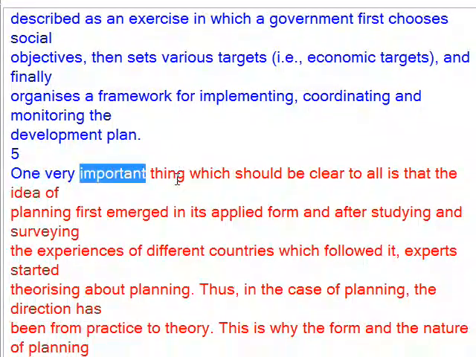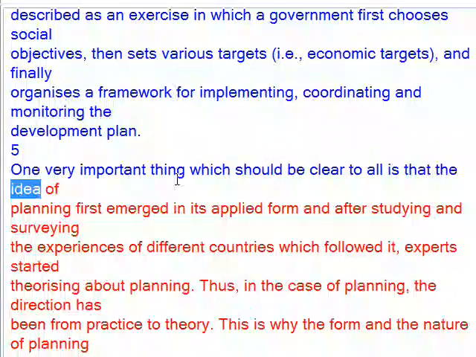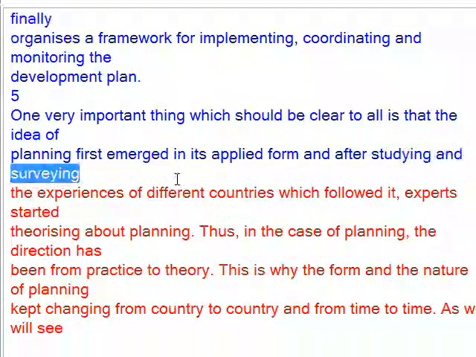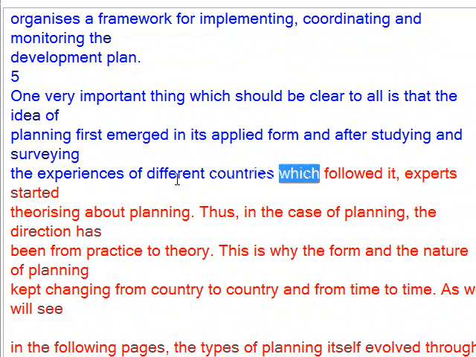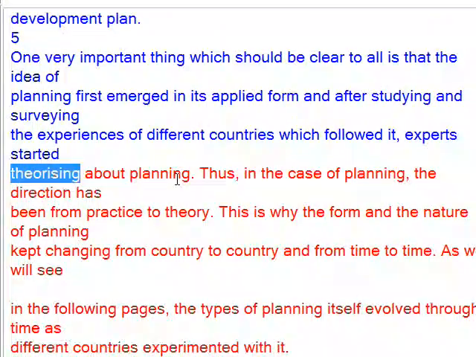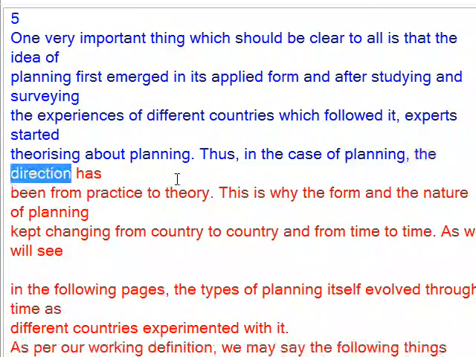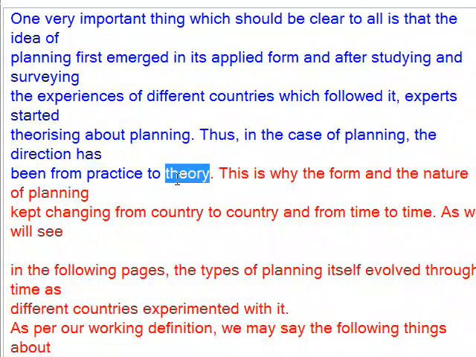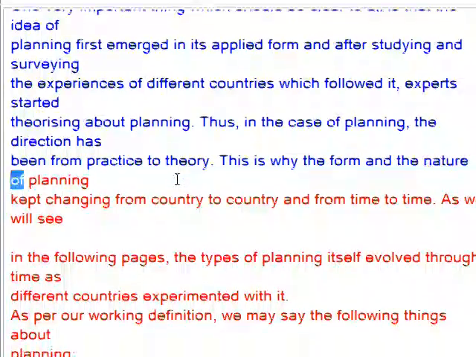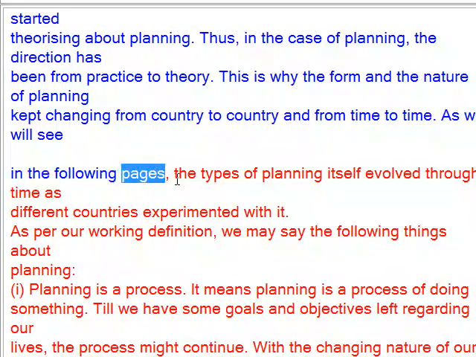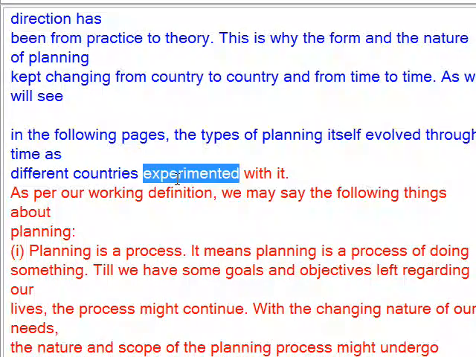One very important thing which should be clear to all is that the idea of planning first emerged in its applied form, and after studying and surveying the experiences of different countries which followed it, experts started theorizing about planning. Thus, in the case of planning, the direction has been from practice to theory. This is why the form and the nature of planning kept changing from country to country and from time to time. As we will see in the following pages, the types of planning itself evolved through time as different countries experimented with it.